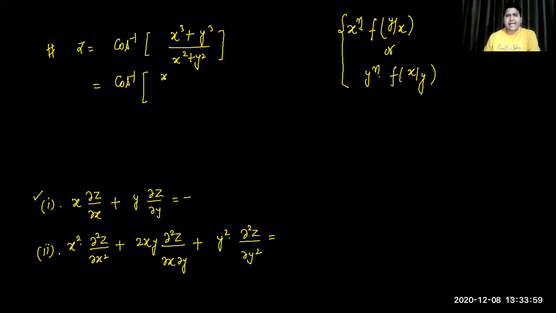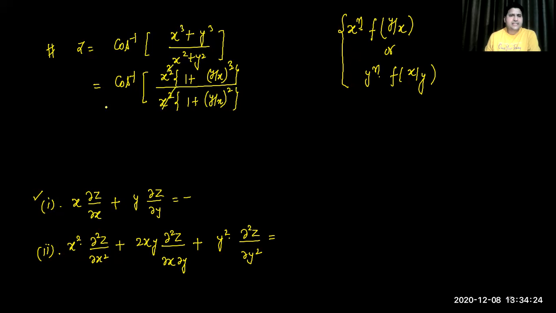I am taking x square common from the numerator, so 1 plus (y upon x) whole square, and x cube should be taken common because its highest power of x is 3. Remember, we need to take the highest power either for x or for y. It's totally your choice.